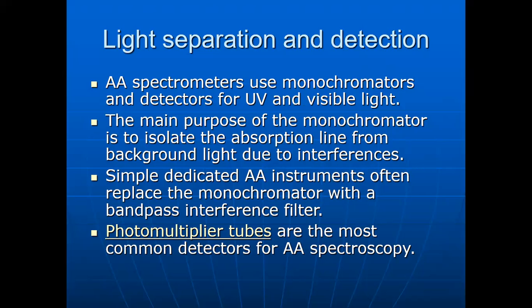For simple detection, atomic absorption instruments often replace the monochromator with a band pass interference filter. In a simple way, it will allow only one type of wavelength. Photomultiplier tubes are the most common detectors in an atomic absorption spectrometer. Those tubes filter the light and allow only monochromatic light. Only one type of light is allowed, and that one type of light is used for our sample analysis.